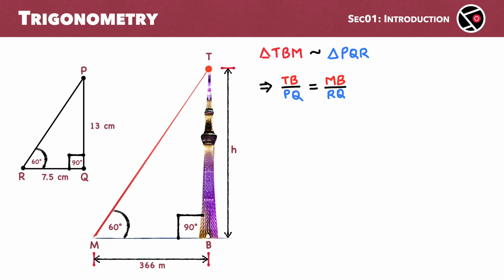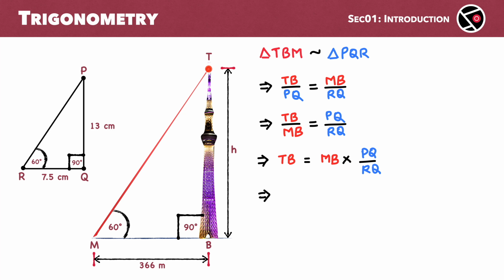Now let me rearrange the terms a bit and we get TB by MB equals PQ by RQ. I could have skipped this step, but this expression is key to understanding the significance of trigonometry. Don't worry, I'll come back to this later. Solving further, we have TB is the height h of the tower. MB is 366 meters. PQ is 13 centimeters. And RQ is 7.5 centimeters.